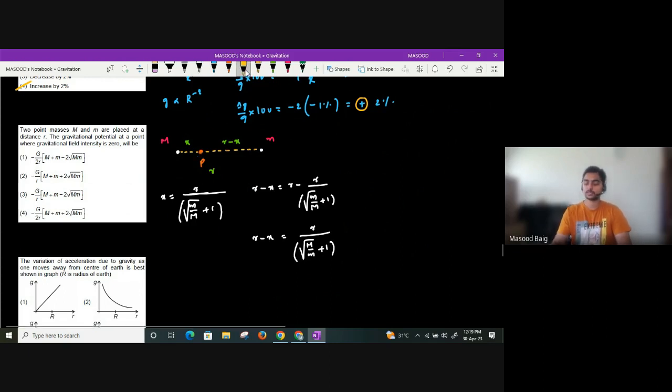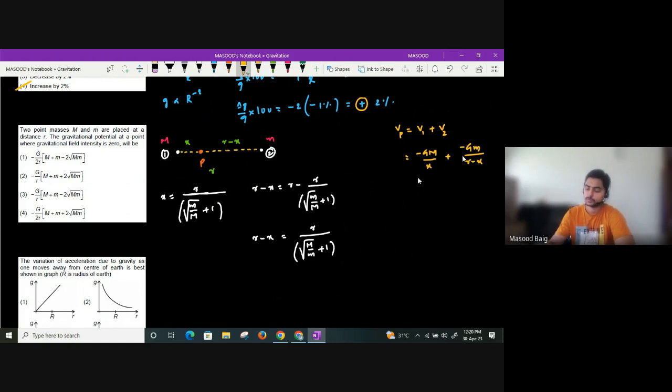Always remember, potential at any point will be due to the algebraic sum of potential due to all the masses present in the system. So potential at point P, how many masses do we have here? We have two masses. So we will take potential due to first mass as well as potential due to second mass. Now, point masses again. So what is potential due to first mass, guys? I can write minus G capital M divided by x. What is potential due to second mass? Minus G small m divided by r minus x. Yes or no, everyone?